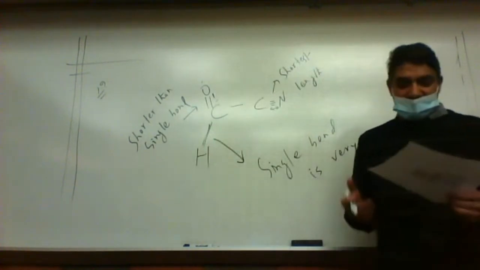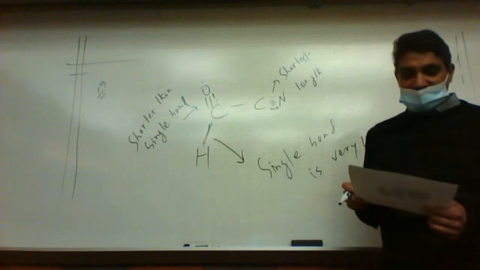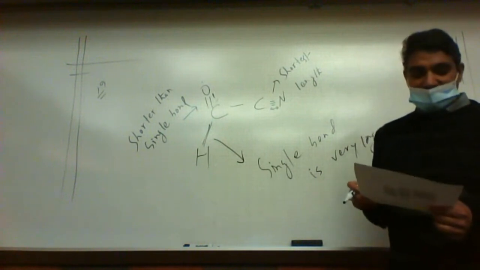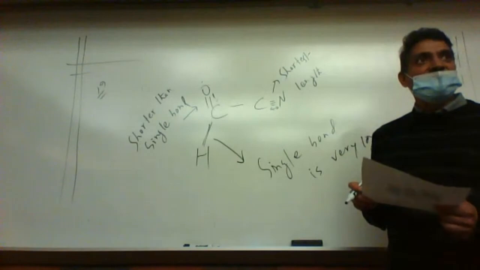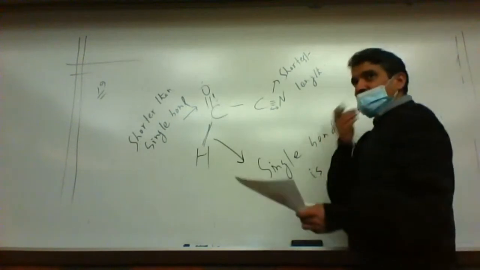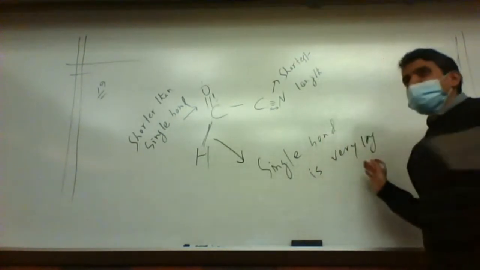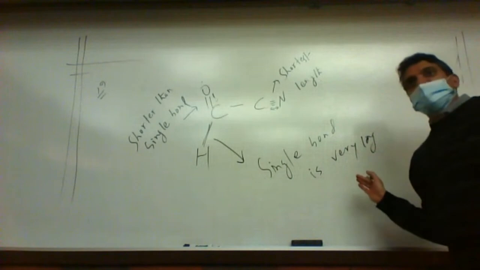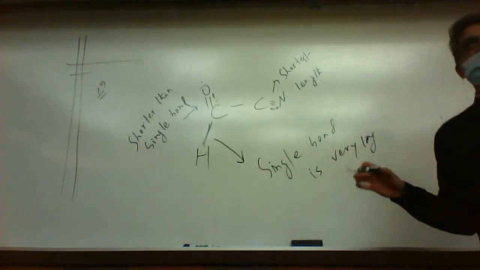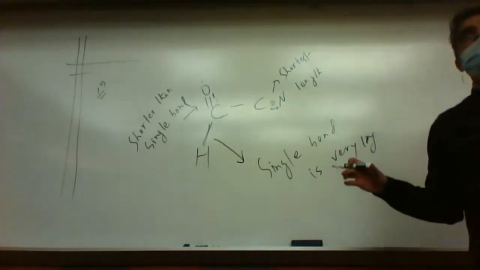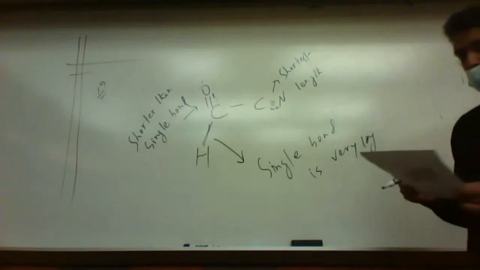Make sense? That's what I'm writing in the next slide, slide number 5. Good. If you see the single bond, it's the longest. If you see the double bond, it's a little bit shorter. But if you see the triple bond, this is the shortest bond.